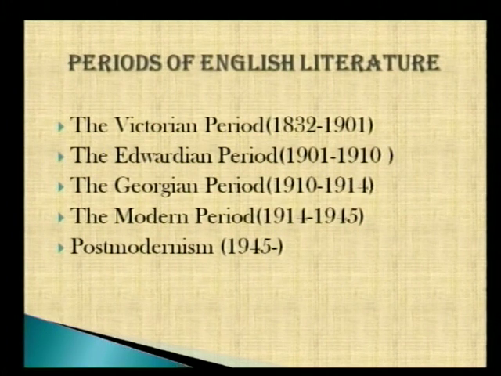And finally, we have the Victorian period of the 19th century, the Edwardian period of the early 20th century, the Georgian period, and finally, from 1914, the beginning of the First World War, we have the modern period, a period which has decisively changed literature in a way that has affected drama, poetry, and prose in a way which has never been seen before. And today we have postmodernism as well.